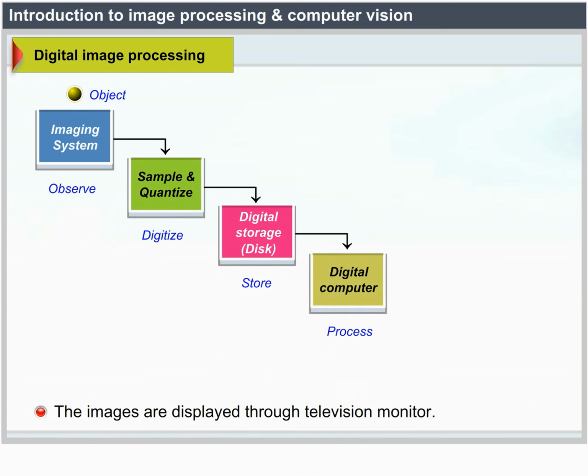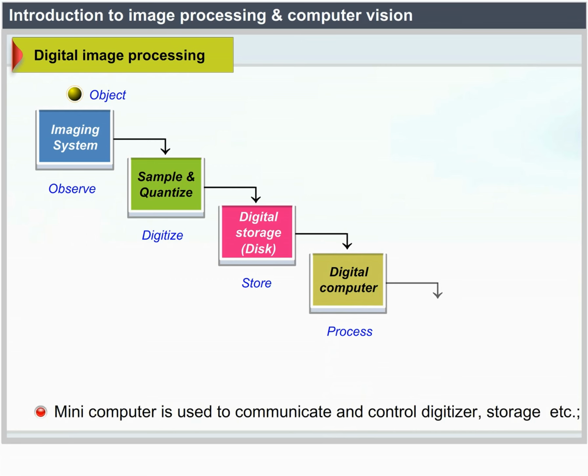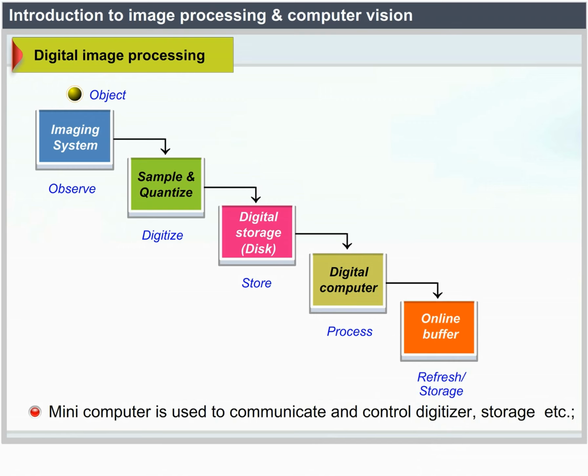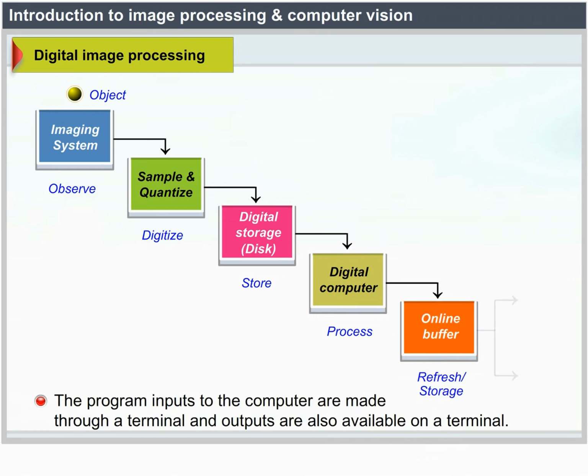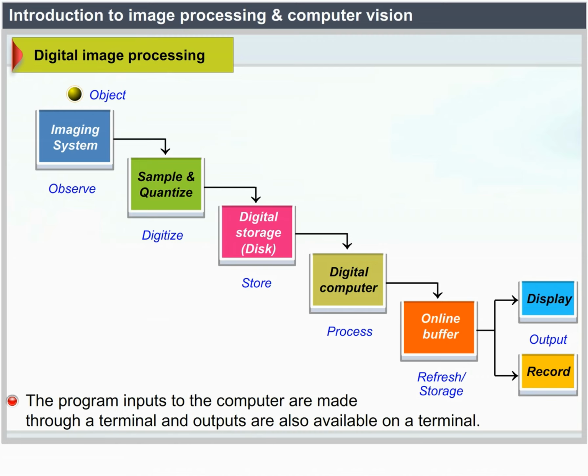The images are displayed through a television monitor. A mini computer may be used to communicate and control the digitizer, storage, etc. The program inputs to the computer are made through a terminal and outputs are also available on a terminal.